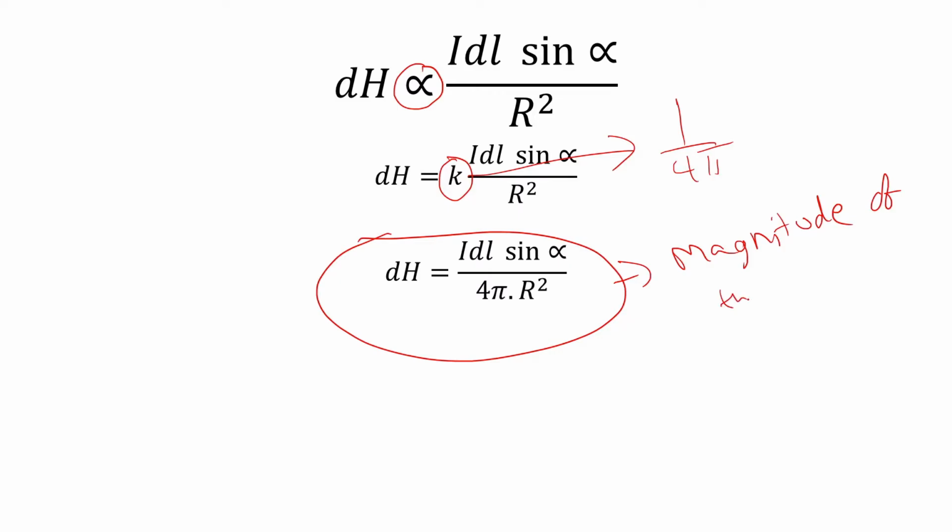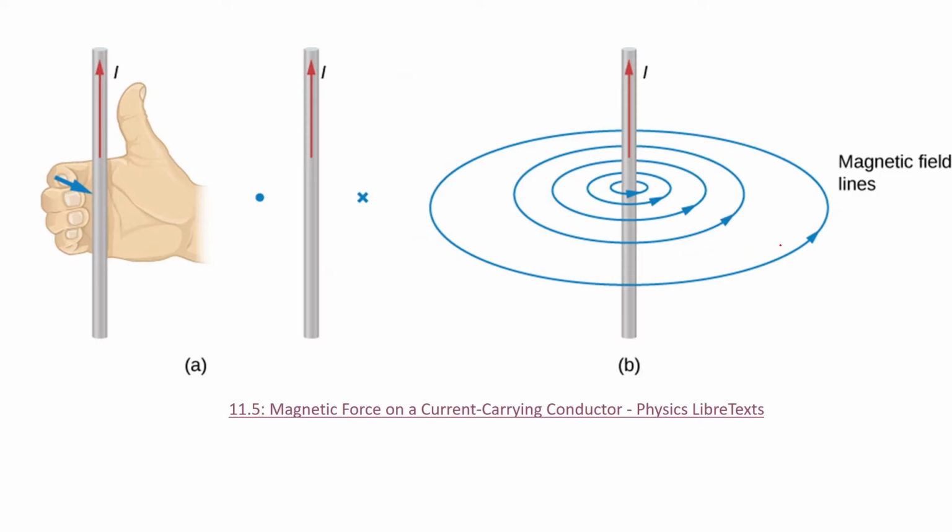but the direction is given by the right hand rule. That is, you hold the conductor in your right hand, your thumb should point the direction of the current. If you curl your fingers, the direction of the curl of your fingers indicates the direction of the magnetic field.